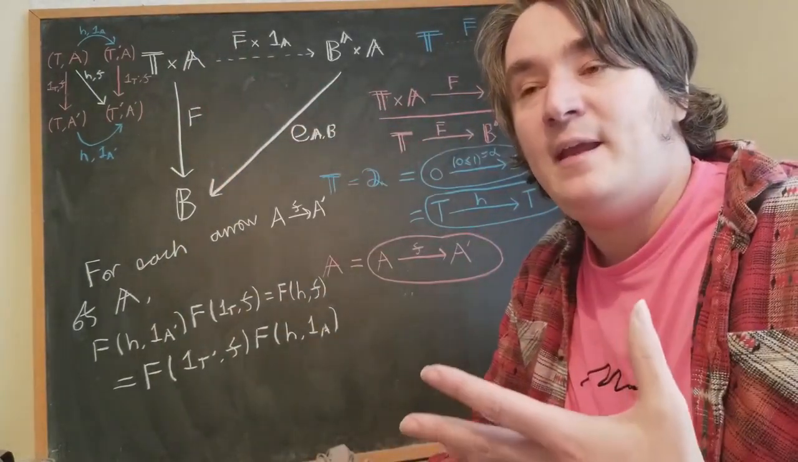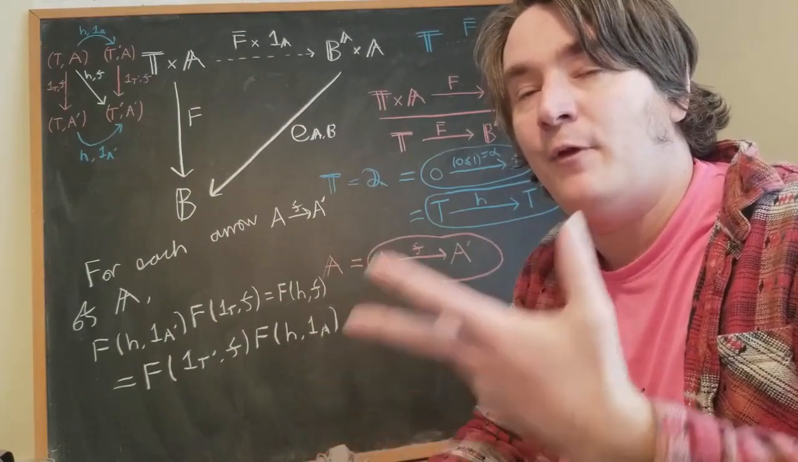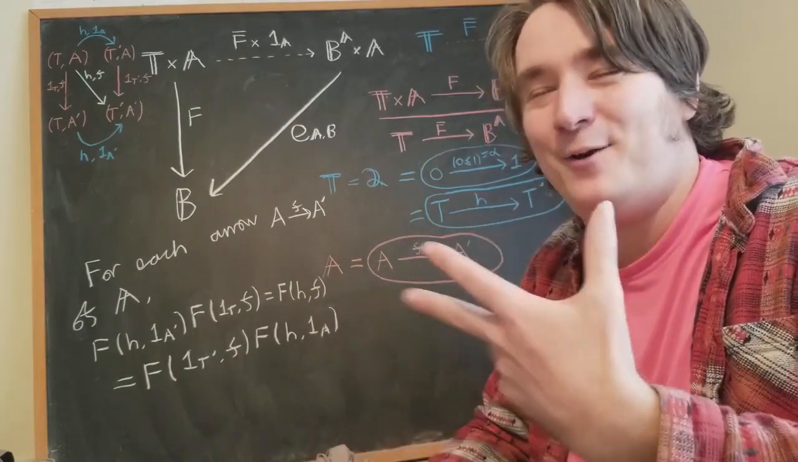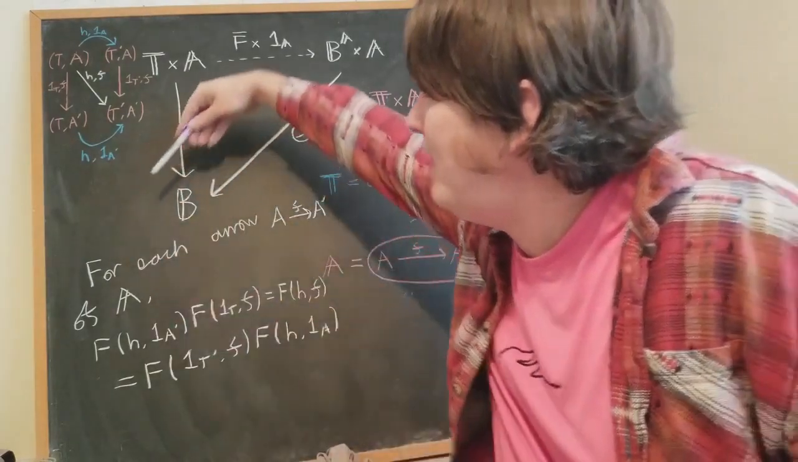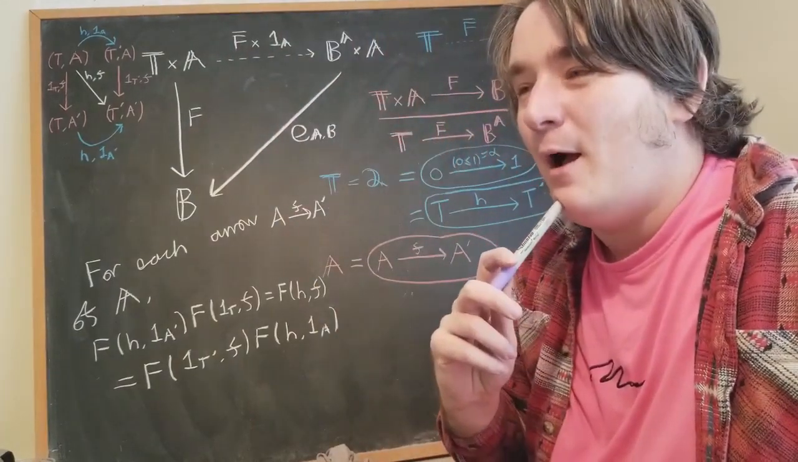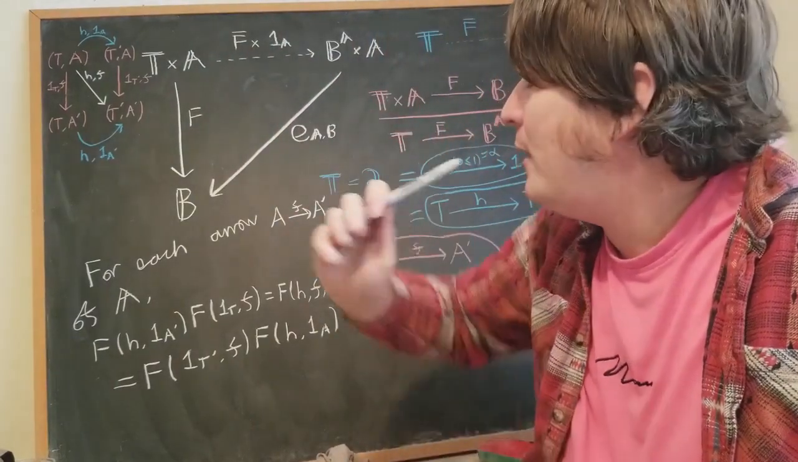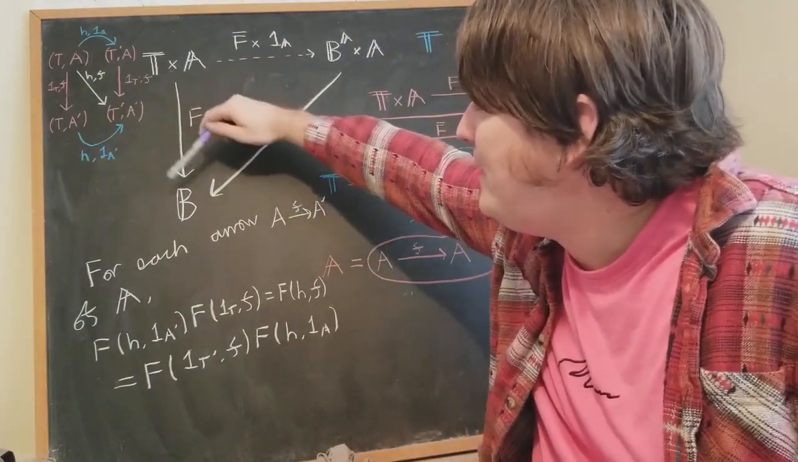But we're going to see that natural transformations do come about very naturally in this kind of construction. So now we understand the structure of T times A, what are we going to do next? Well, we're going to think about what happens when we do a functor F from T times A to B.